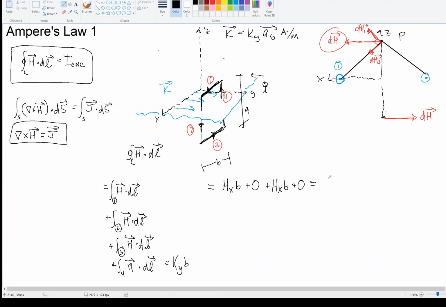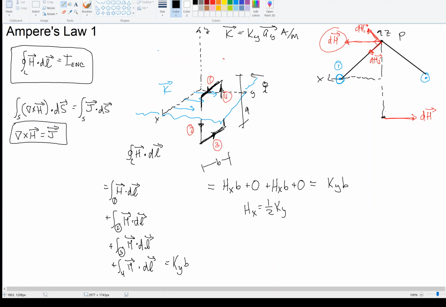And so that's it. We've done the integration now. That's really nice, right? That's why we use Ampere's law. So this makes, of course, 2B Hx. The B's drop out as they should, because the result should not be dependent on my Amperian path. And so this makes Hx equal to 1/2 Ky.